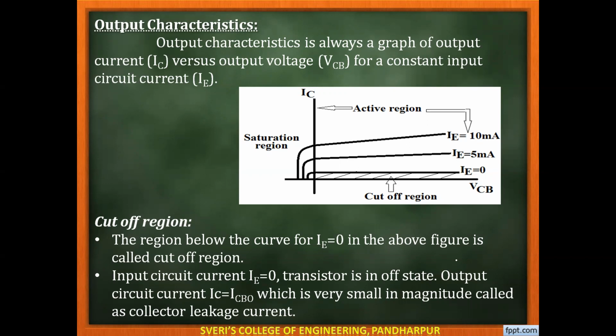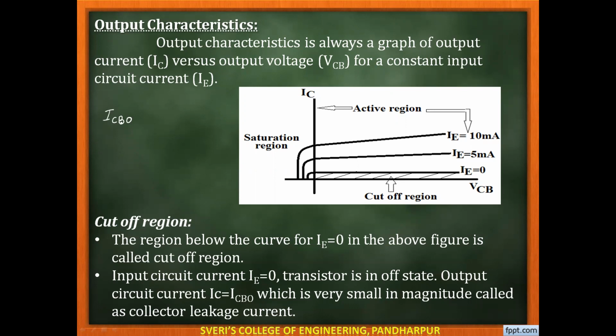The cutoff region is where IE is equal to 0. At that time the collector current, we call it leakage current. And one more thing, when IE is equal to 0, that time we know that the collector current flows in the output circuit, and in the transistor, that collector current, we call it a reverse saturation current in terms of diode. In terms of transistor, it is known as I to the base CBO.